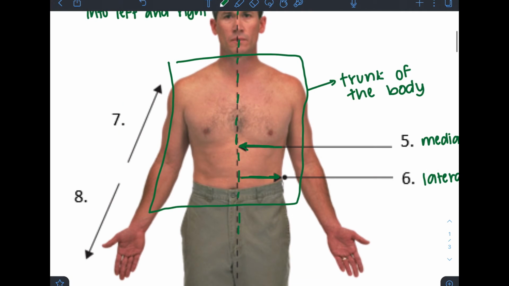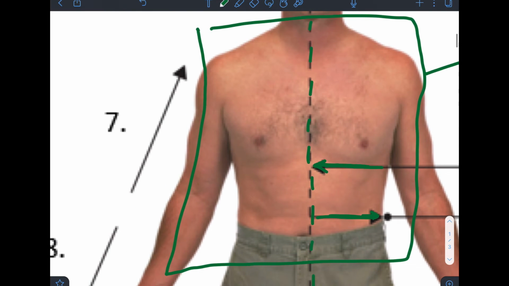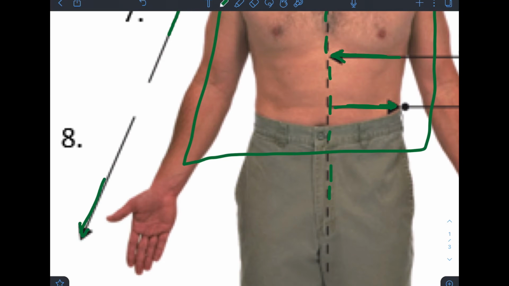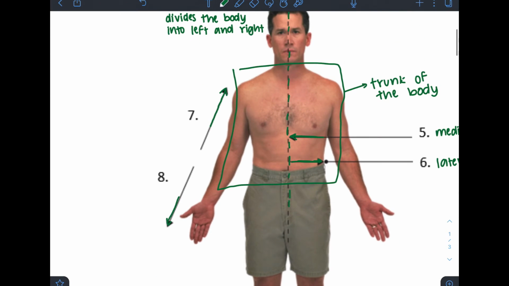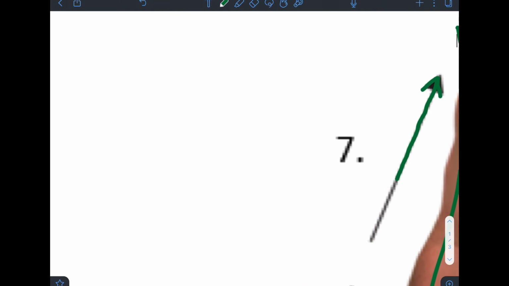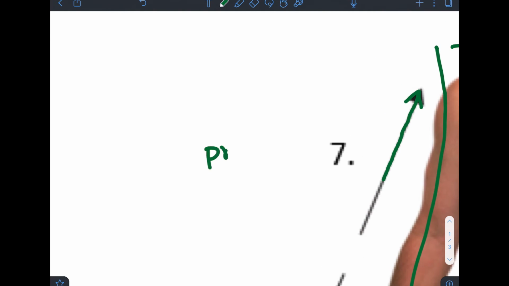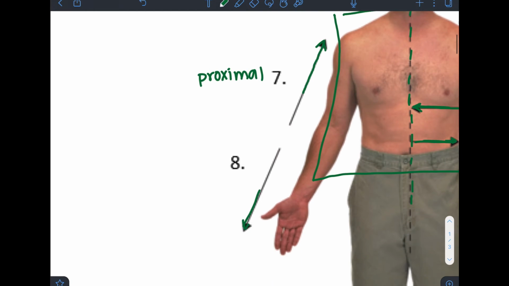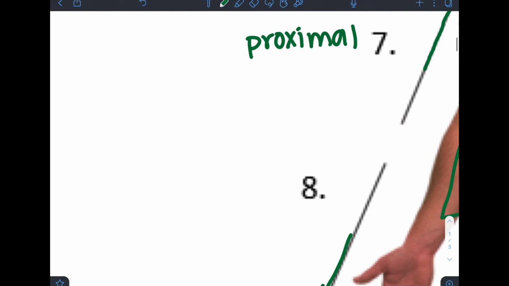So for number 7 and number 8, as you can see, number 7 is pointing towards the trunk of the body, and number 8 is going away from the trunk of the body. So for number 7, the anatomical term for this is going to be called proximal. And then for number 8, pointing away from the trunk of the body is going to be called distal.